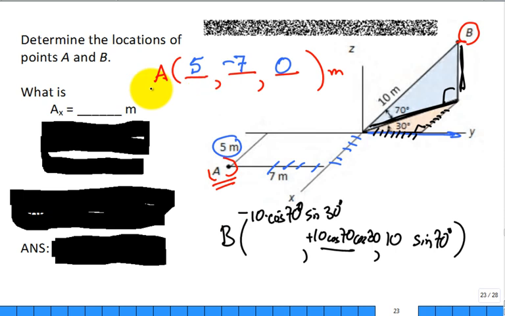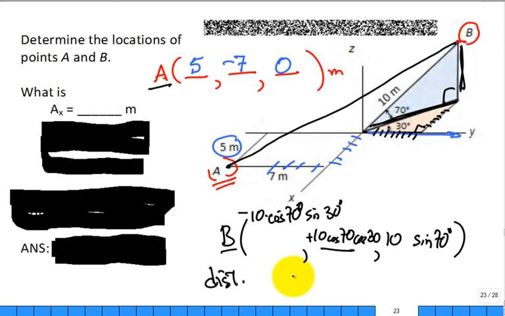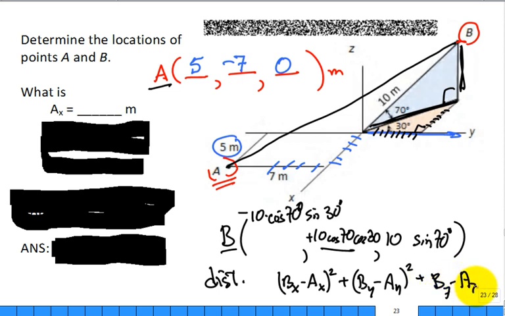So you got the locations of point A and point B. What's the next step? Get the displacement. What is the distance between A and B? How are you going to calculate that? It'll be BX minus AX squared, plus BY minus AY squared, plus BZ minus AZ squared.